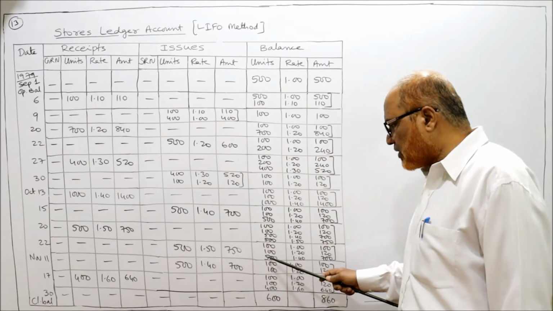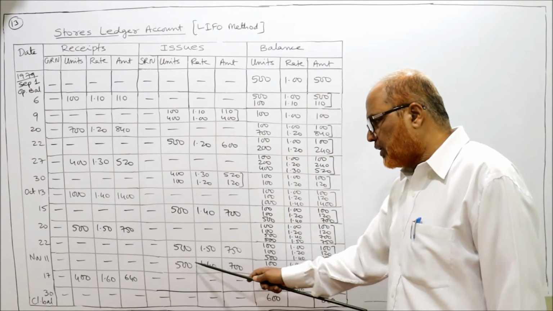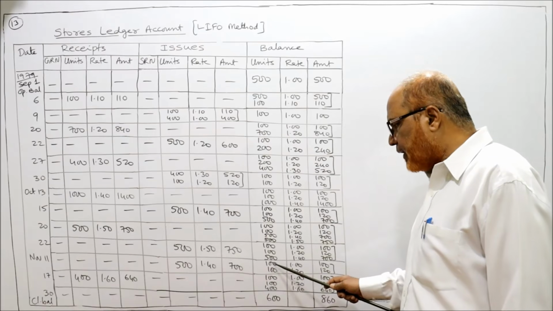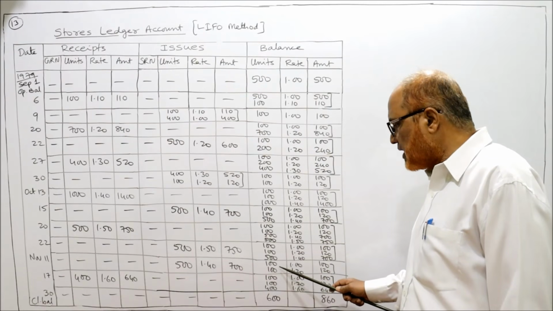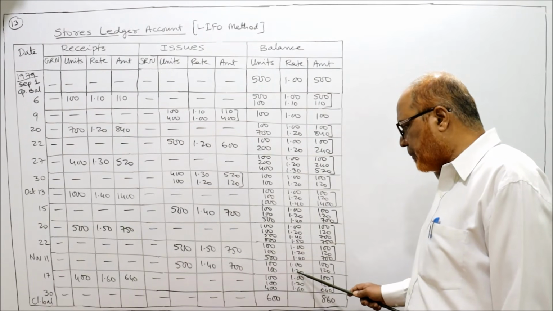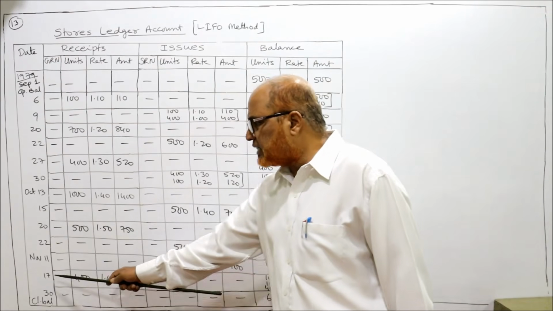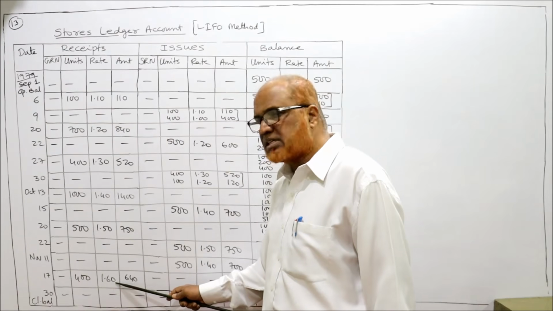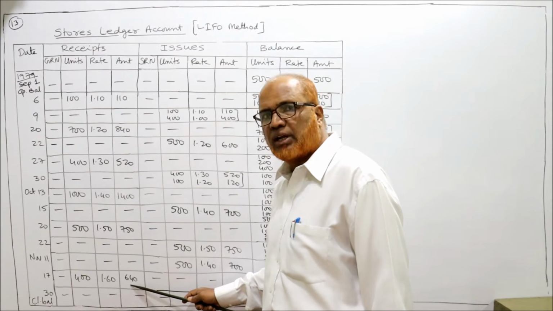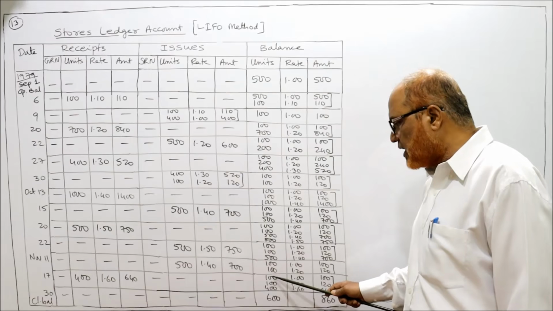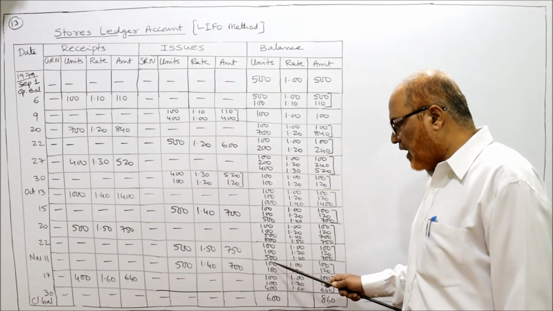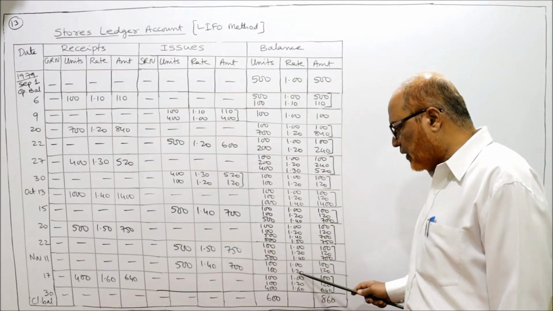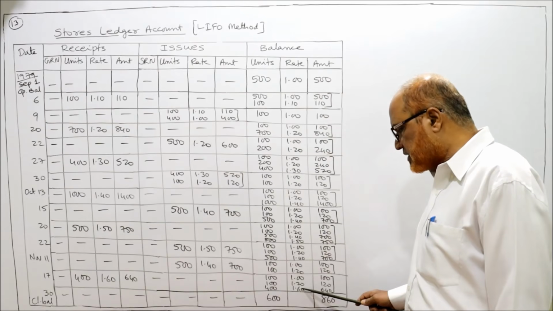Now November 11th, there is an issue of 500. Then last in first out, this 500 also we will issue at 1 rupee 40 paisa. So only 2 lots we are having in the balance. 100, 100, 1 rupee 20 paisa. On 17th November, there is a purchase of 400 units at 1 rupee 60 paisa. So it will be 640. Now we are having 3 lots, 100, 100, 400. 100 at 1 rupee, 100 at 1 rupee 20 paisa, 400 at 1 rupee 60 paisa.